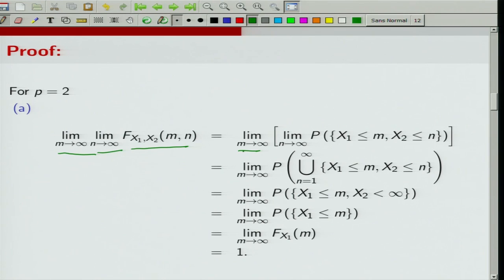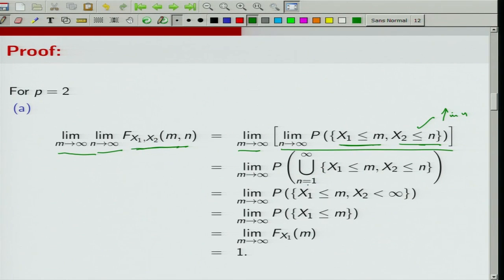So, this is same as limit m going to infinity, limit n going to infinity, f x1 x2 at m, n, which is the same as the probability x1 less than or equal to m, x2 less than or equal to n. Now, note that in this case this is an increasing sequence in n, because to begin with m is fixed, so x1 less than or equal to m, x2 less than or equal to 1, then x1 less than or equal to m, x2 less than or equal to 2. So, as n is increasing, this set is increasing, and since it is a limit, I can take it inside and convert the limit into a union.